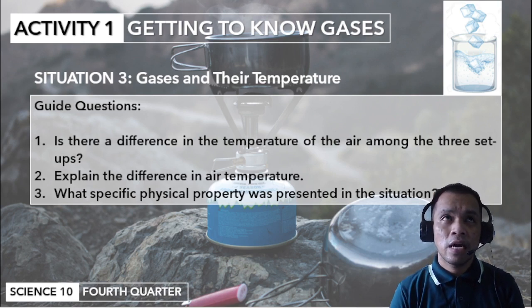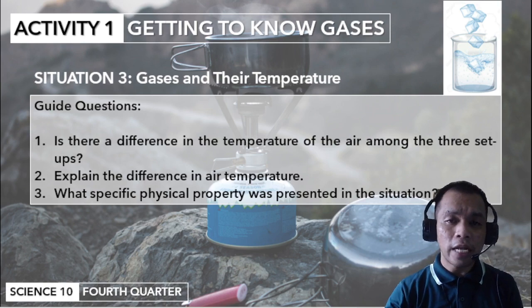First we have the mass. Second one we have the volume. The third one is the temperature. Okay, let's go to the last property of gases.